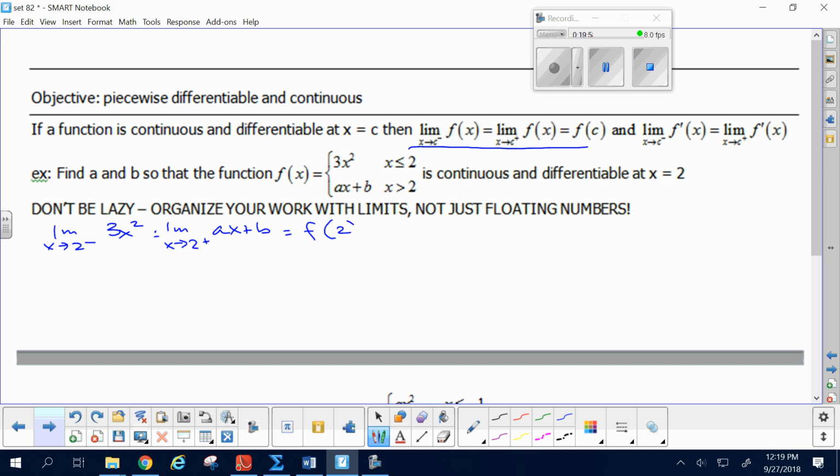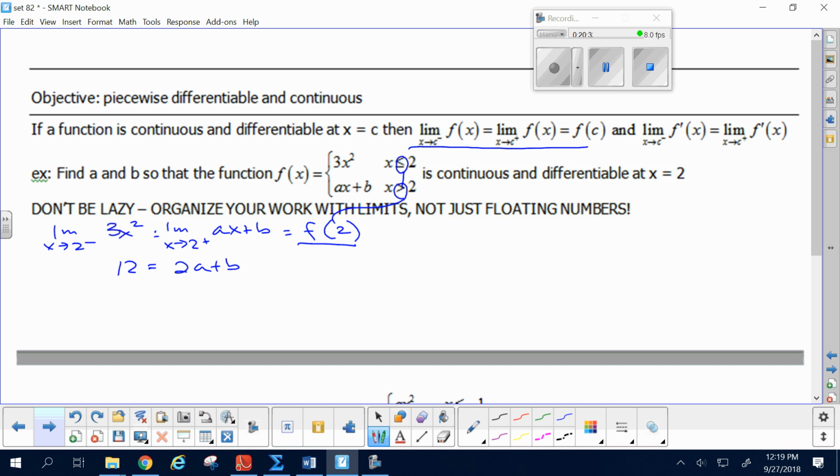In other words, f at 2 has to be defined. When I say it has to equal f of 2, that really is my mind saying, did they tell me what to do when x is 2? Did they define it at 2? Right? And they did. So what is the limit as x goes to 2 of the left-hand side? 12. What is the limit as x goes to 2 of the right-hand side? 2a plus b. And the f of 2 is not really an issue for me. It is defined, and it's the same as 12, so I'm just going to let that go. You with me? All right.